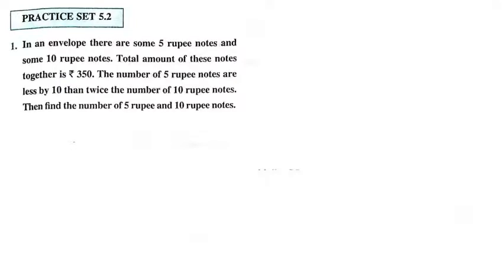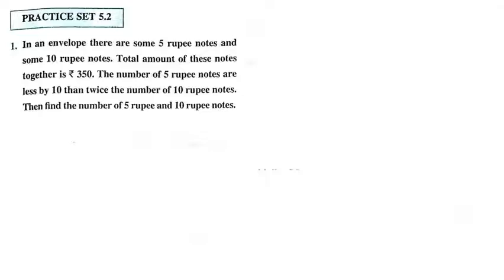Students, now let us begin with practice set 5.2, question number 1. Now this practice set is fully word problem based. Question number 1. In an envelope there are some 5 rupees notes and some 10 rupees notes. Total amount of these notes together is rupees 350. The number of 5 rupees notes is less by 10 than twice the number of 10 rupees notes. Then find the number of 5 rupees and 10 rupees notes.